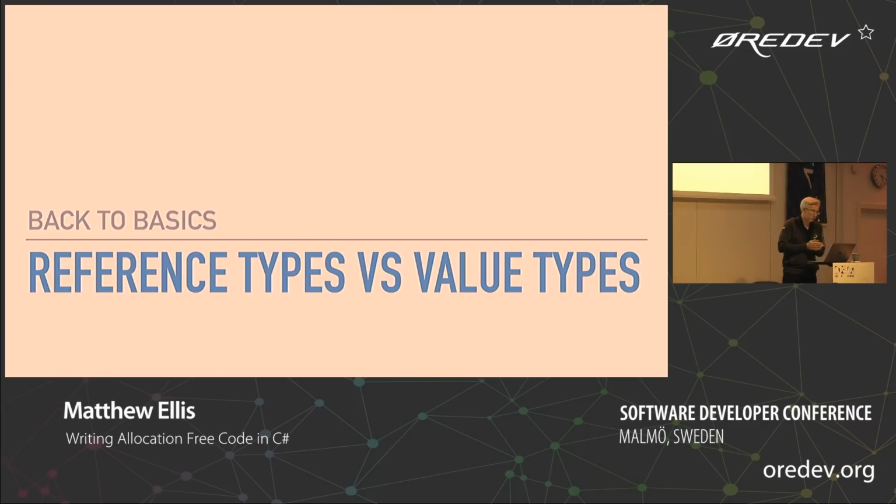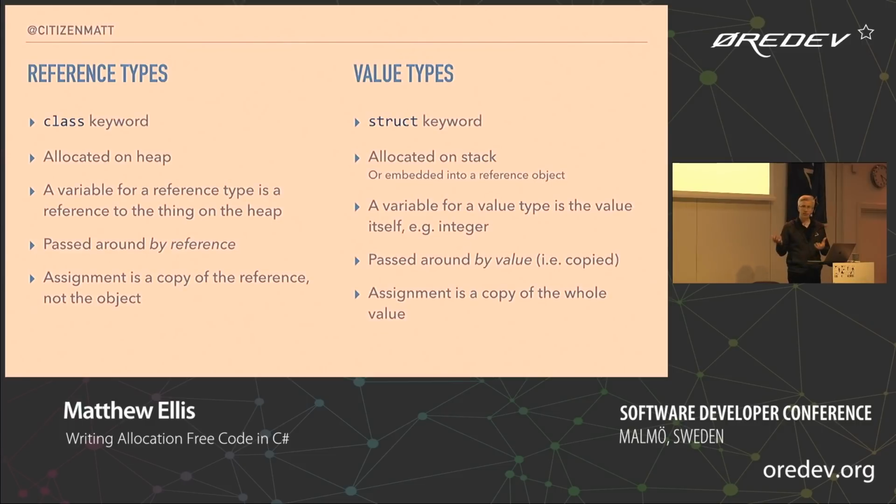Right, hang on a minute. Let's do a bit of back to basics here. Reference types and value types. Everyone's heard about reference and value types? Excellent, very good. So the differences are really fairly substantial. I mean, the first one is an easy one. You've got reference types defined by the keyword class and value types with the struct keyword.